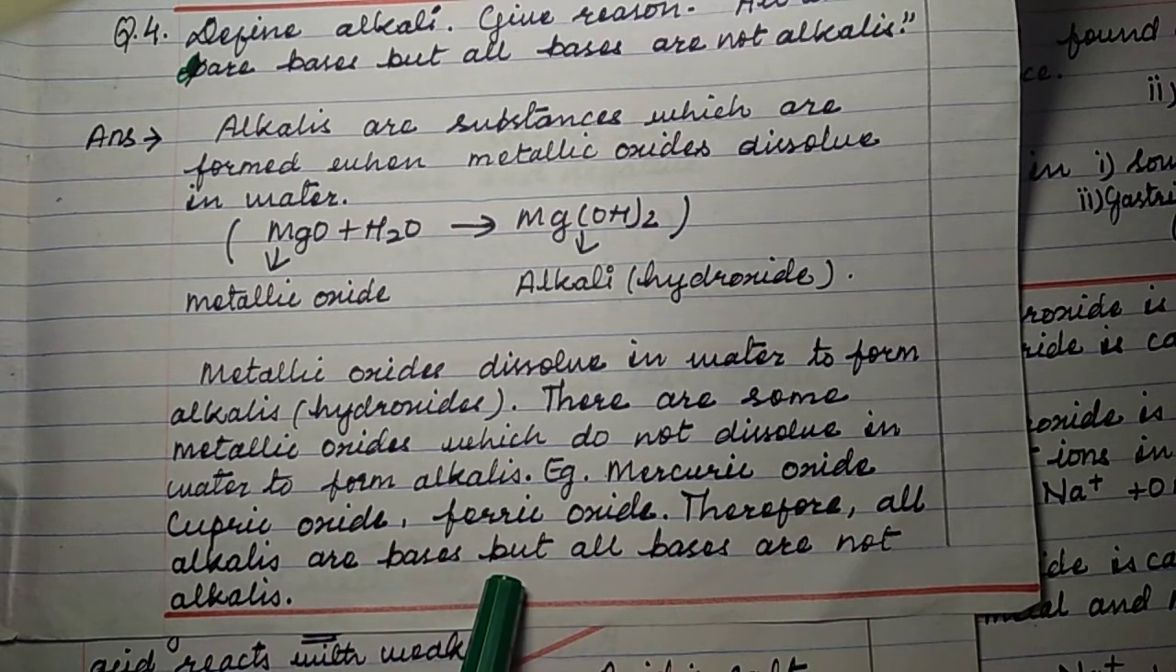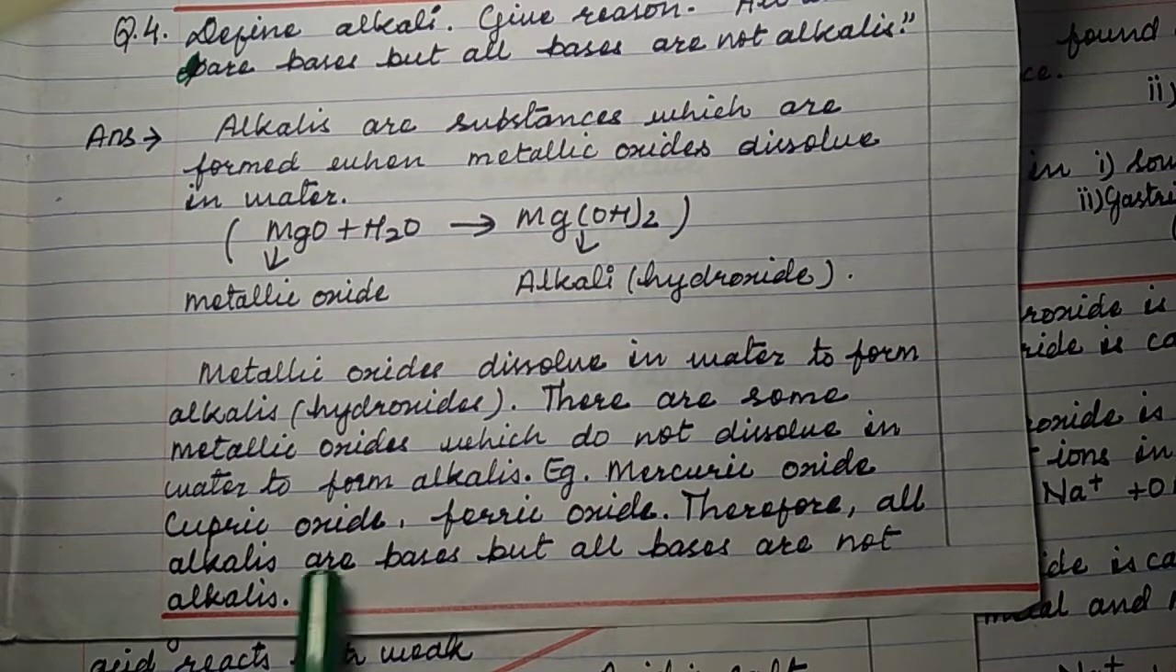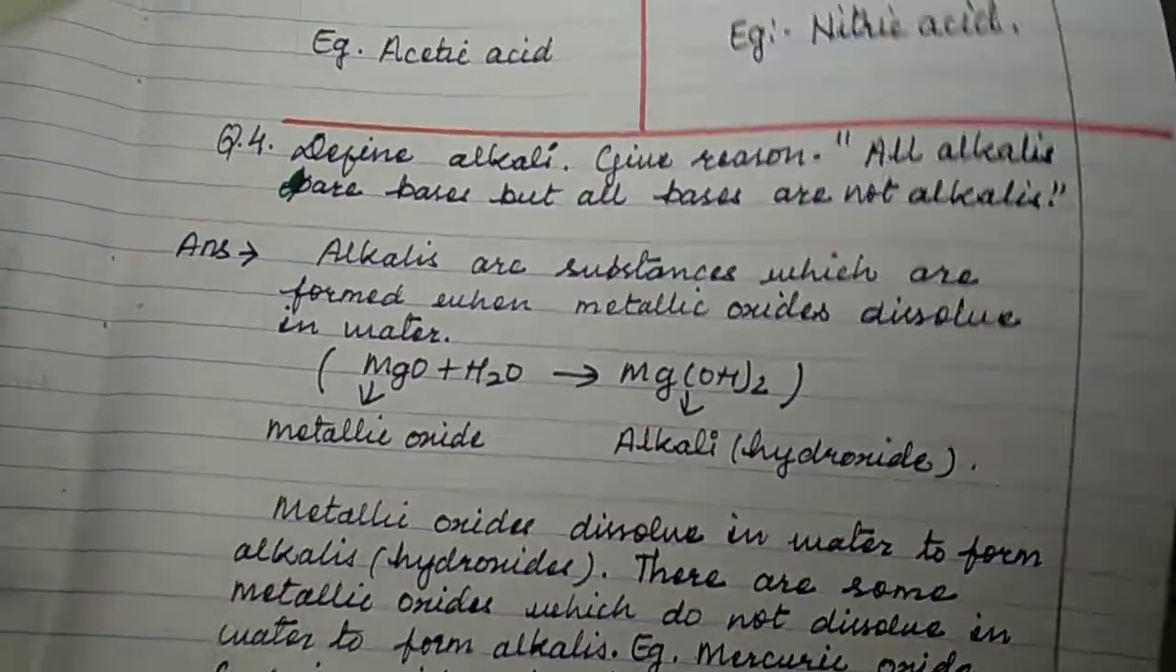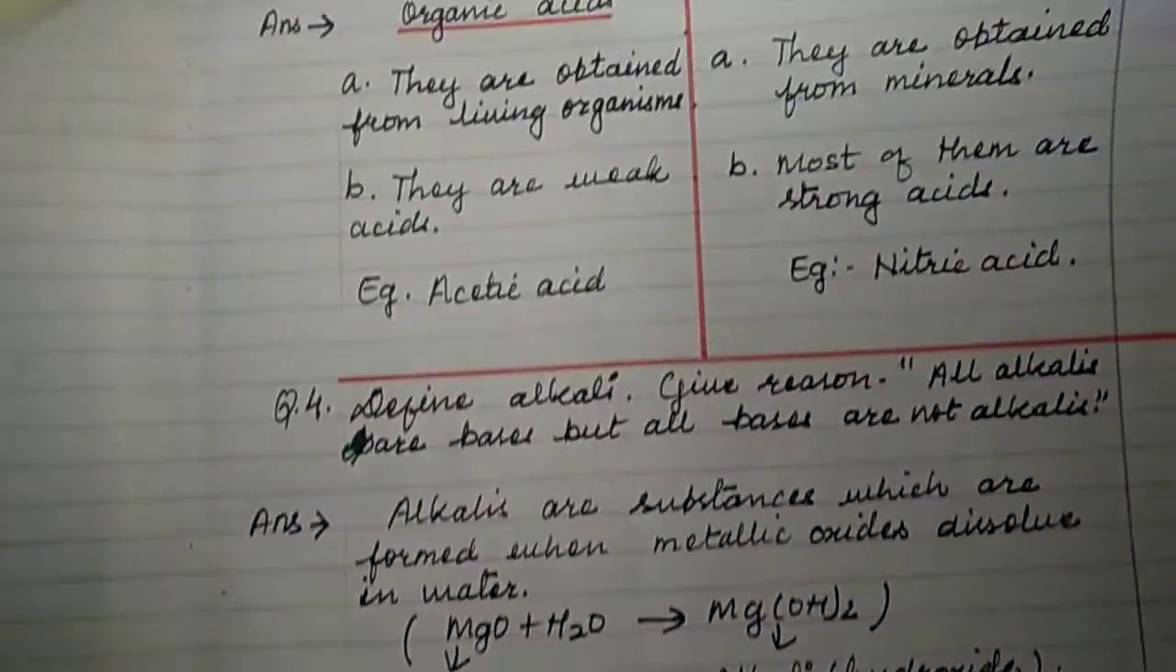All alkalis are bases, but all bases are not alkalis. All metal oxides do not dissolve in water to form hydroxides. That is why all metallic bases cannot become alkalis. So this is your answer to question number 4. Now we'll see question number 5.